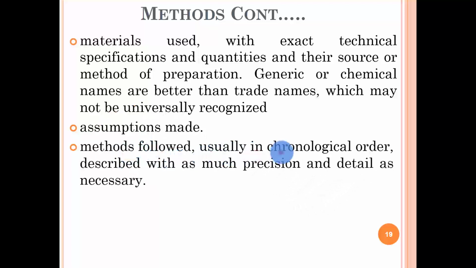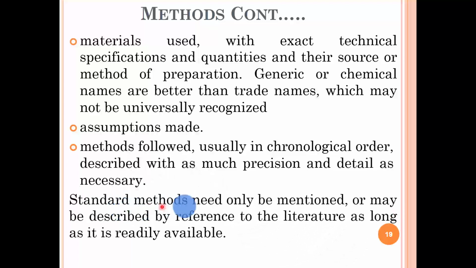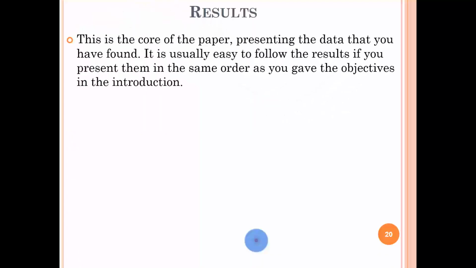methods followed, usually in chronological order, by history, time. So chronological order, described with as much precision and detail as necessary. Then standard methods need only be mentioned or may be described by reference to the literature as long as it is readily available. So we have to use standard methods. We don't have to invent. If we have something new, then we have to mention this. Usually some standard methods are there.